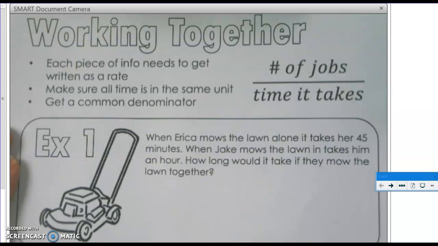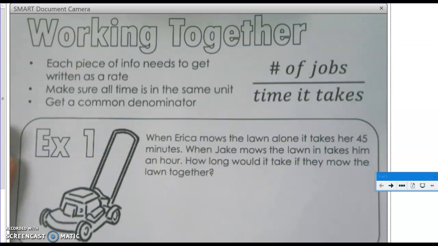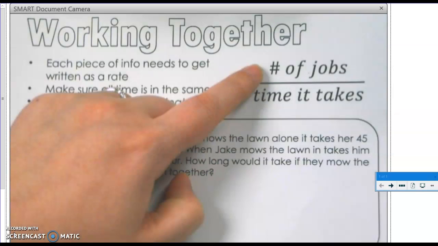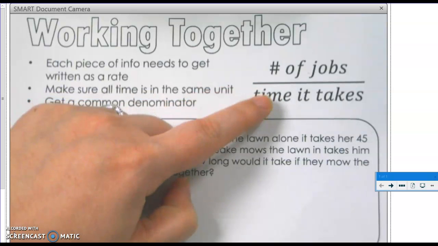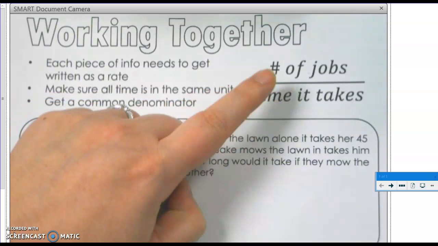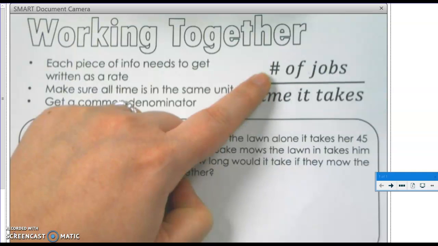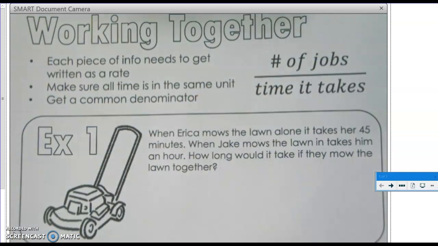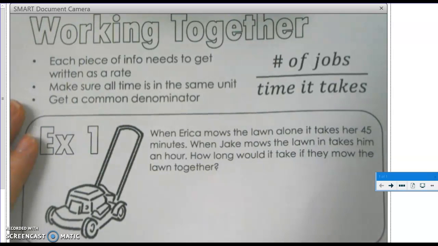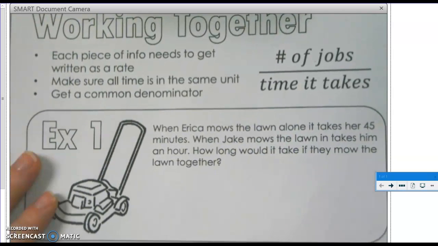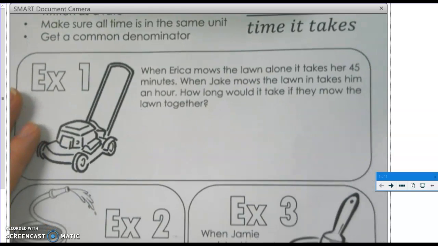So first of all, each piece of information needs to get written as a rate. When you write something as a rate, the amount of time it takes goes on the bottom, and however many jobs they're completing is the numerator. Make sure that all of your time is the same unit. And because they're fractions, we're going to have to solve them by getting a common denominator.